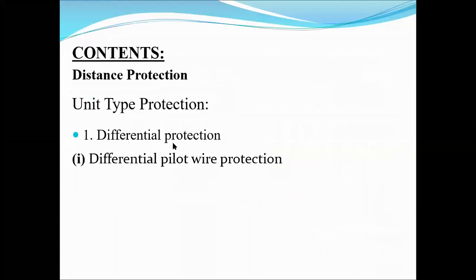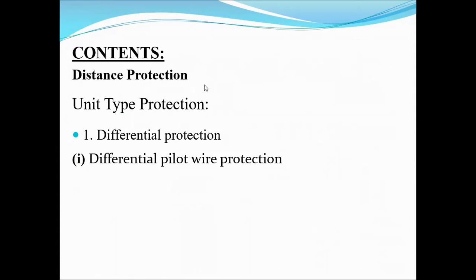In that, distance, differential, and pilot wire protection are the feeder protections, but the feeder protections are classified into two types. The first one is the non-unit type of protection, the second one is the unit type of protection. The non-unit type of protection is divided into three types.